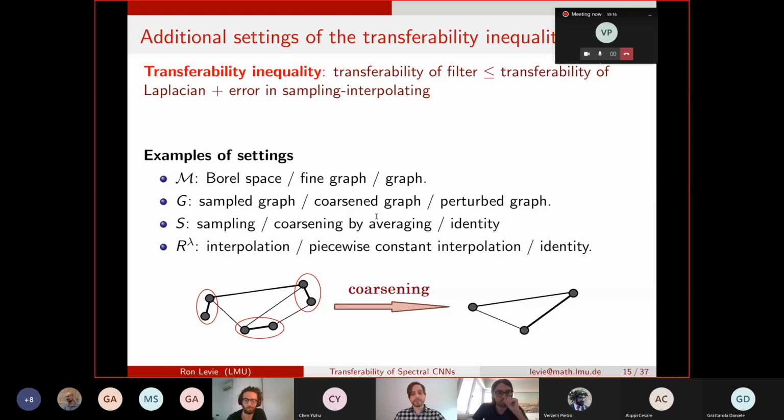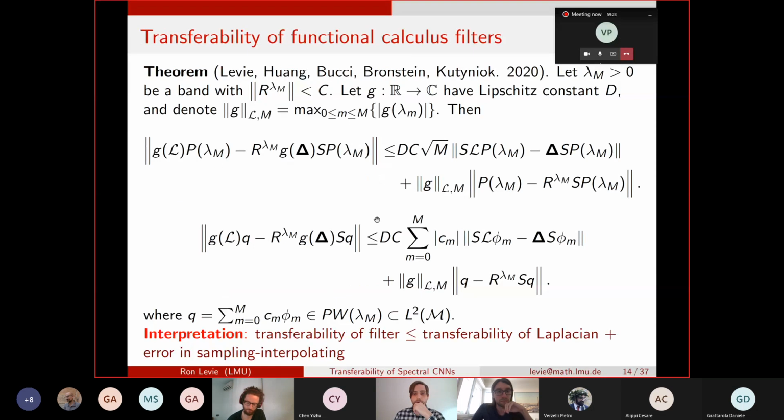Okay, so if you want to use the transferability inequality to design or learn a pooling method, one thing would be to try and minimize the right-hand side. The smaller the right-hand side is, the smaller the left-hand side is. So S here is the pooling operator, and you would need to learn a pooling operator that minimizes the error between two paths. If you start with a signal on the fine graph, you do pooling and apply the coarse version of the Laplacian. On the other hand, you take the signal, compute the fine version of the Laplacian and then do pooling. You want to minimize this error, and this can promote transferability.